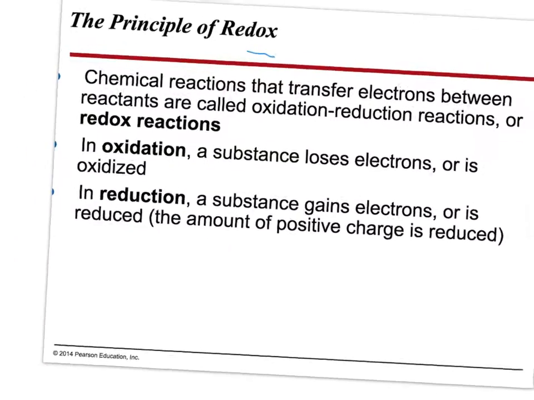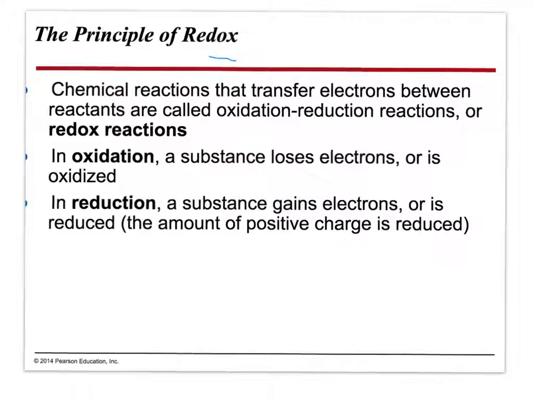These are oxidation-reduction reactions. Oxidation loses electrons, or it's oxidized. Reduction is gaining electrons, or is reduced. In this case, the amount of positive charge is reduced because you're gaining what? An electron, which is how charged, Nancy? Negative. All right, so it's a reduction of the overall positive charge. So what is oxidation? Losing. And reduction is? Gain. Okay?